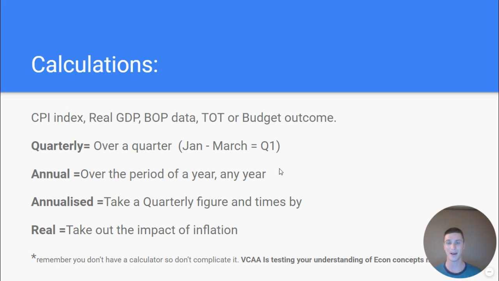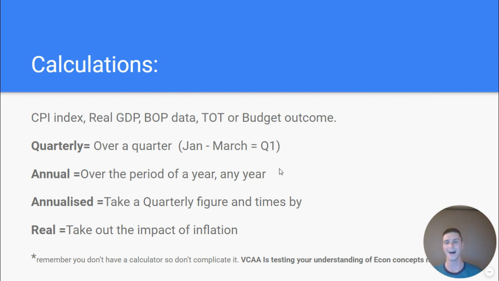A couple of things to remember. A quarter is from January to March. That's quarter one. Or April to June, that's quarter two. July to September, quarter three, and so on. An annual calculation is over a whole year. So from quarter one, January 2021 to quarter one, January 2022. Did that make sense? I hope it did.